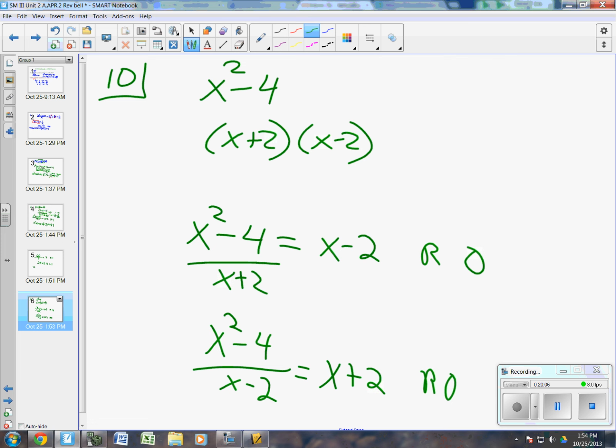And when it wants to know what the a value is, you just take, what number could I put in for x minus 2 right here? 2. And down here, what would I put in for x plus 2 to get 0? Negative 2. So 2 and negative 2 are the answers, because it wants to know the value of a.